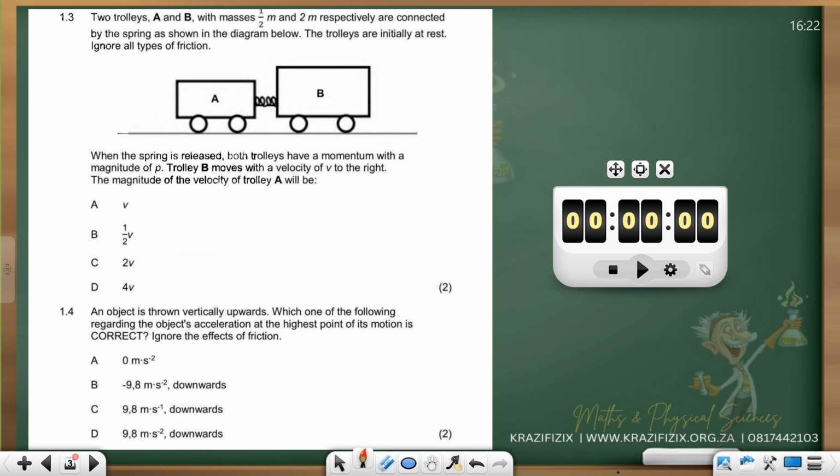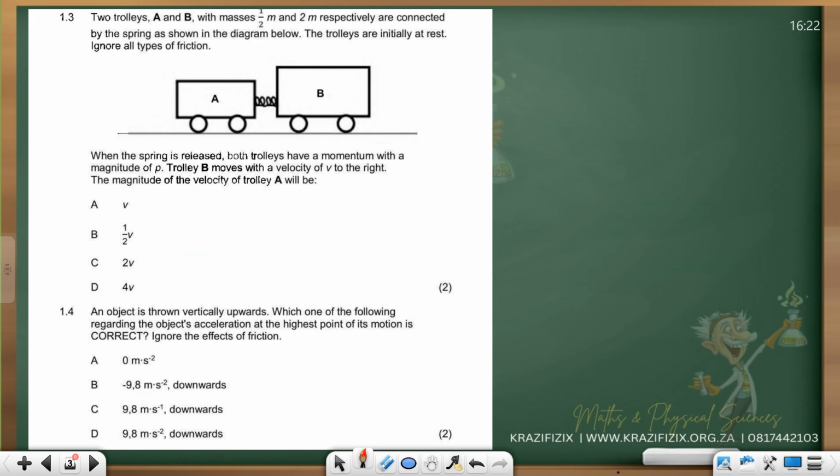All right. We are done with our timing. I'm sure you have answers now. All right. Just going to show you how we do this. Two trolleys A and B with masses half M and M respectively are connected by the spring as shown in the diagram below. The trolleys are initially at rest. Ignore all types of friction.